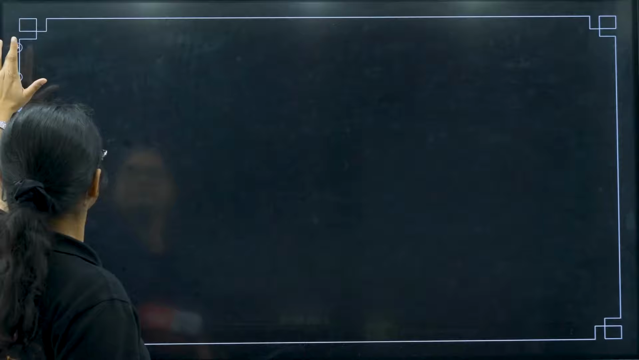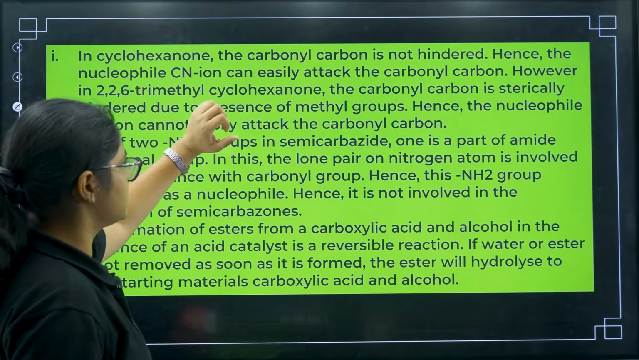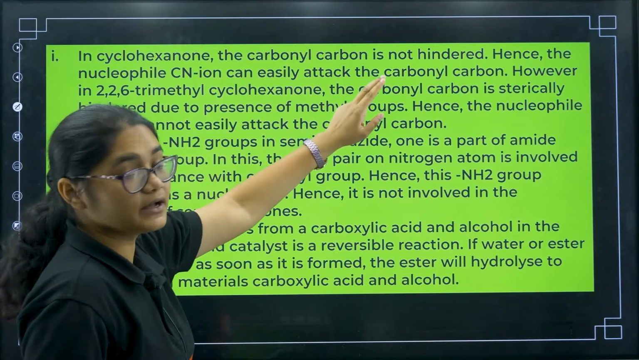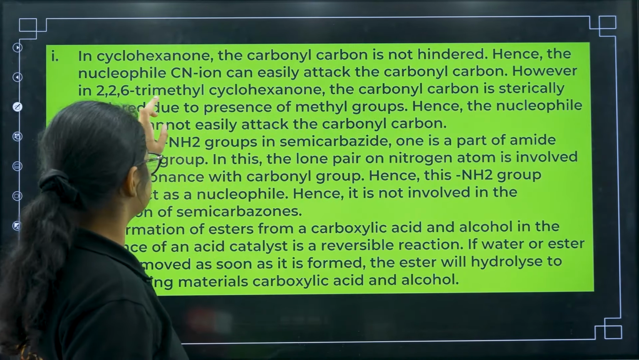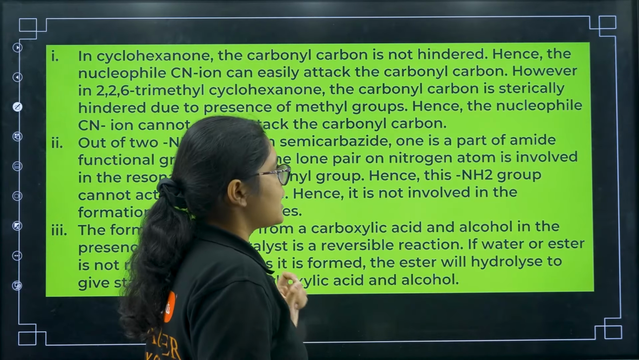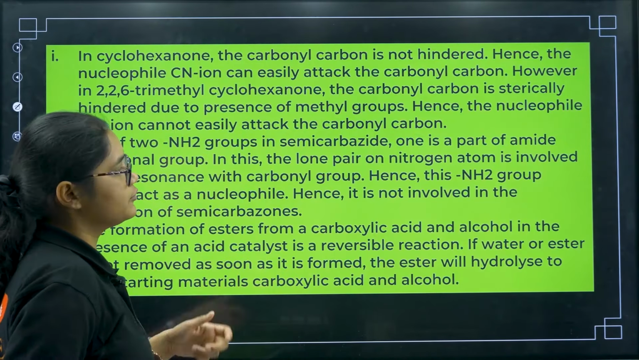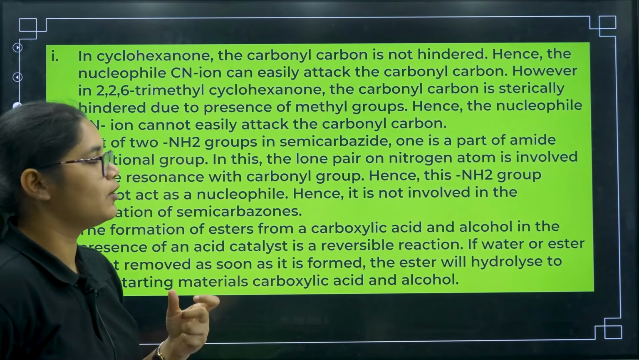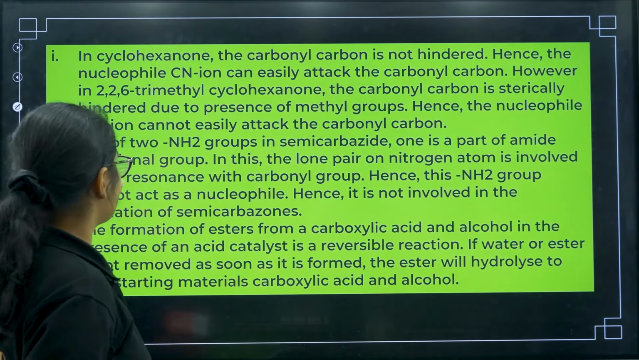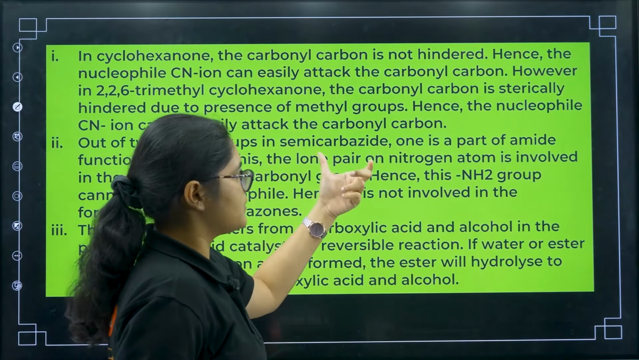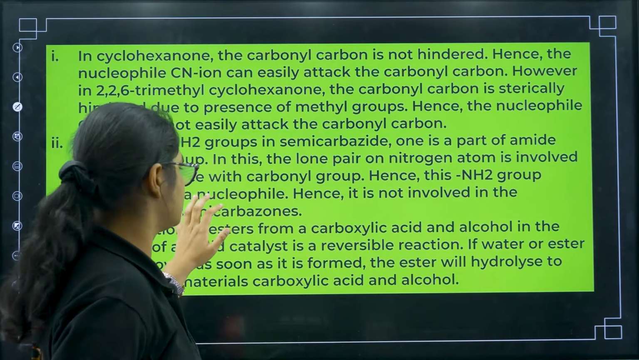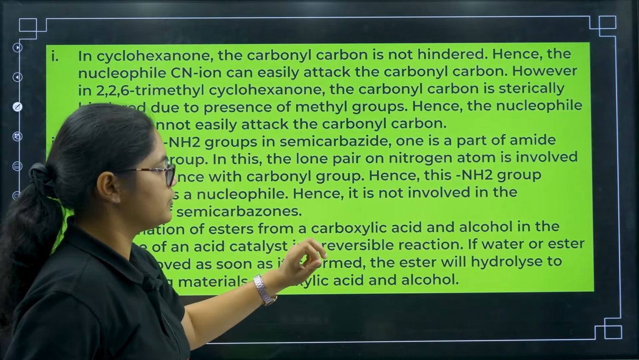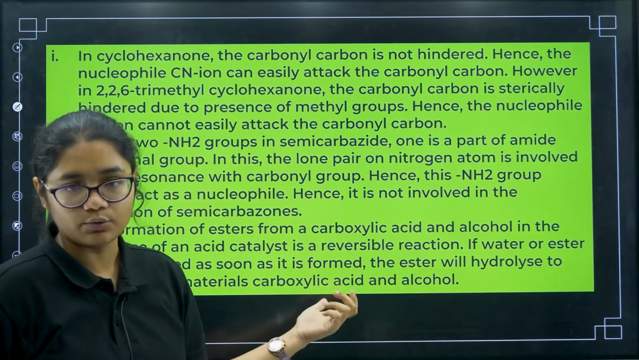Okay, so how can we write this? So you can see in cyclohexanone the carbonyl carbon is not hindered, hence the nucleophile CN- can easily attack the carbonyl carbon. However, in 2,2,6-trimethyl cyclohexanone the carbonyl carbon is sterically hindered due to the presence of methyl groups, hence the nucleophile CN- cannot attack easily on the carbonyl carbon. Next we have, out of the two NH2 groups in semicarbazide, one is a part of the amide functional group. In this the lone pair of the nitrogen atom is involved in resonance with the carbonyl group, hence this NH2 group cannot act as a nucleophile.